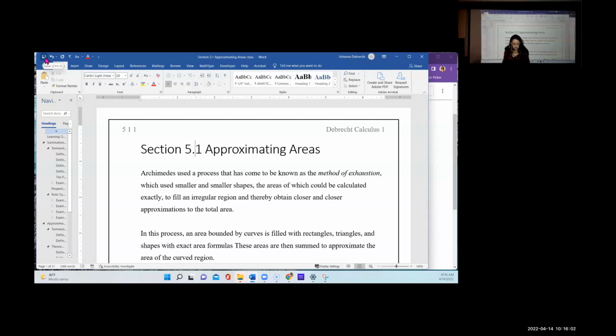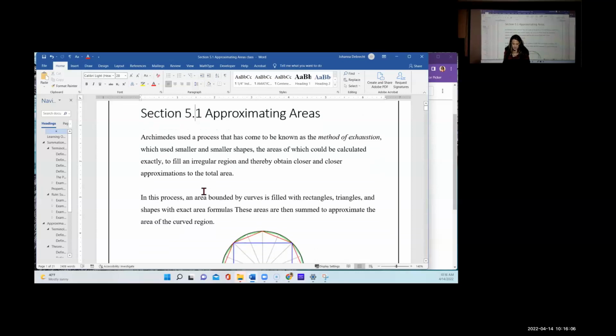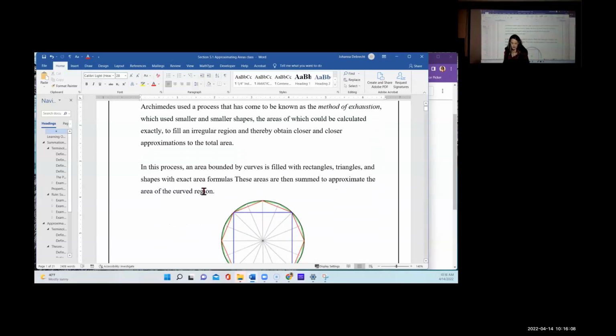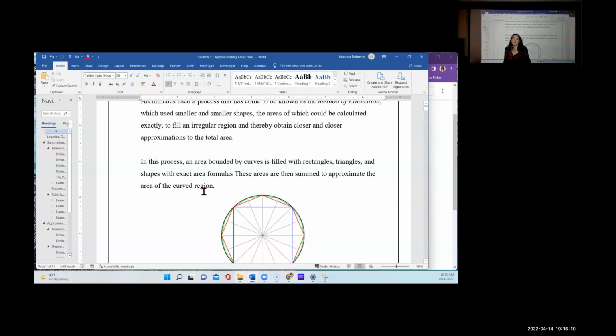So in section 5.1, we're going to talk about approximating areas. When we look at approximating areas, this is something that has been around for millennia. And it was not just known in the Western world. It was known in China. It was known in South America. It was known in Africa thousands of years ago.